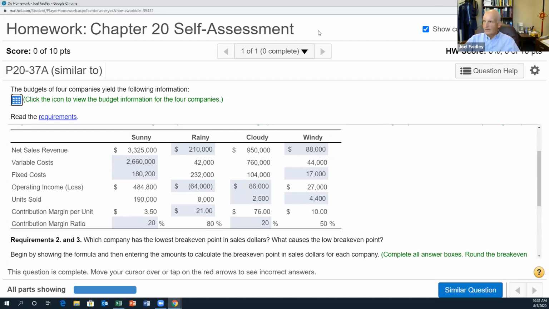All right, so that is chapter 20. We don't cover chapter 21 in this Accounting 2020. So that leaves chapter 22 and chapter 23. And you're going to find chapter 22 is very short. So I will probably group chapter 22 with 23 because they are both about budgeting. But chapter 22 is very short.